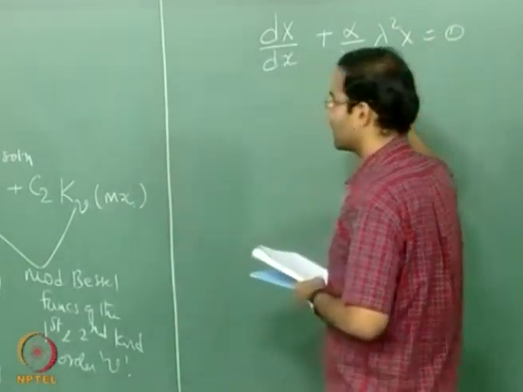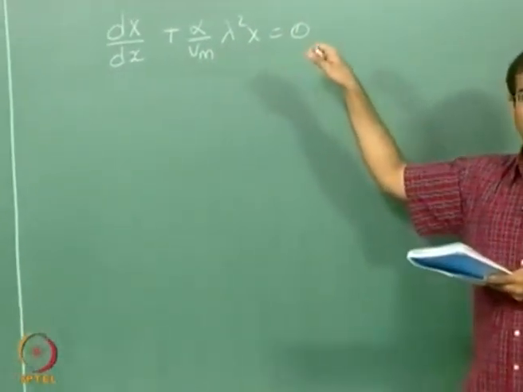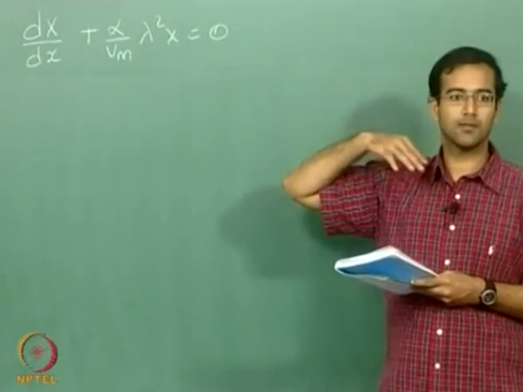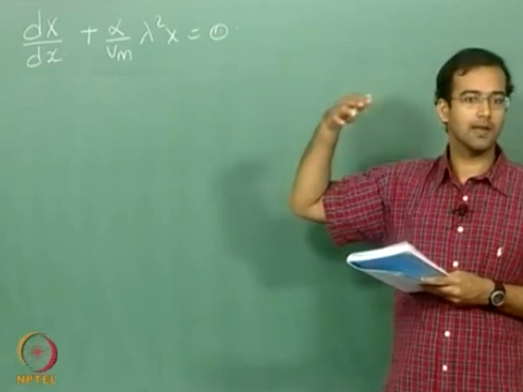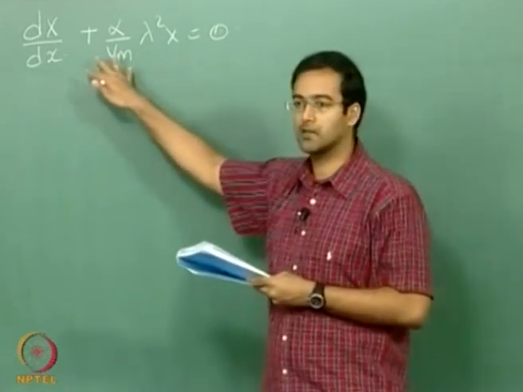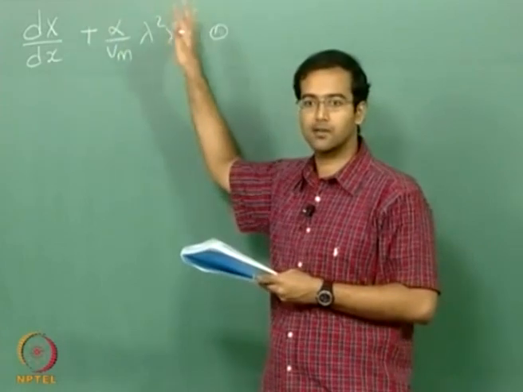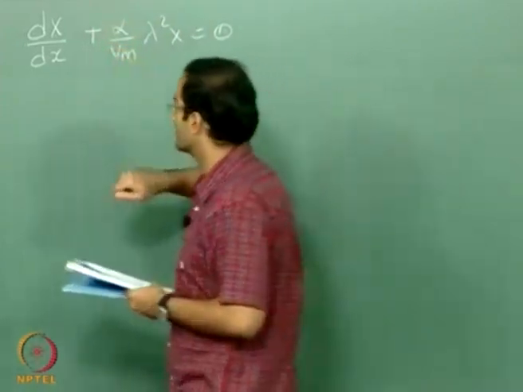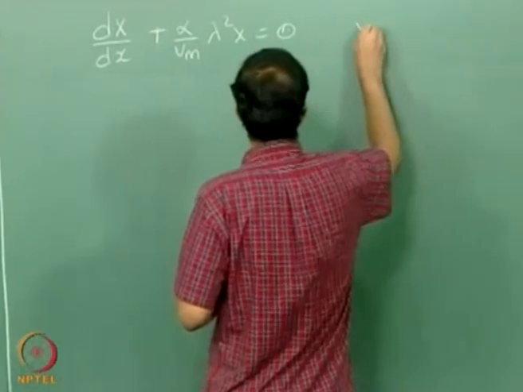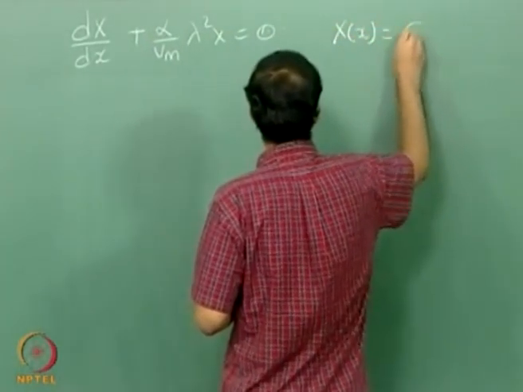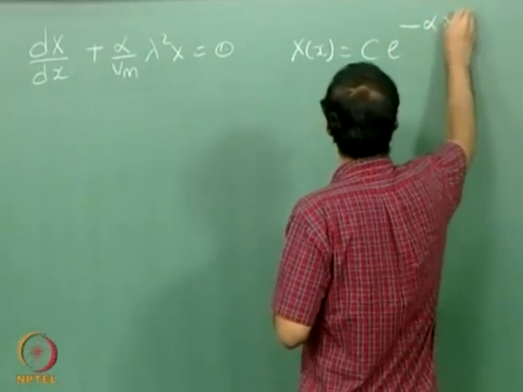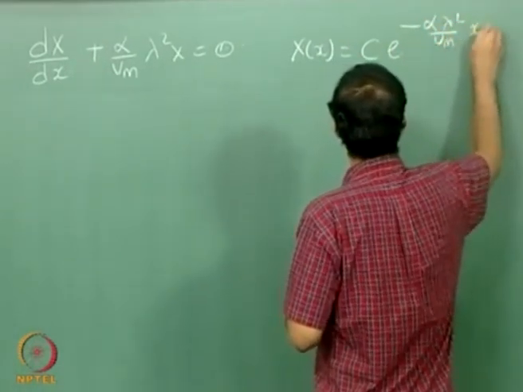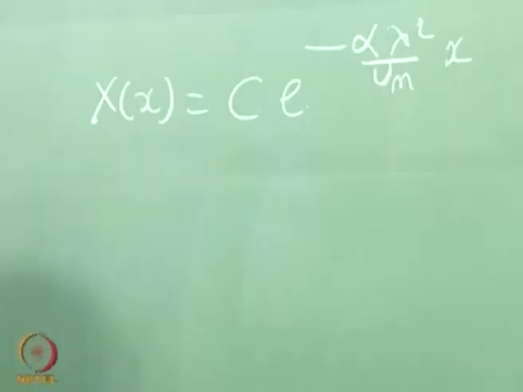Here we have assumed, as the Graetz problem originally assumes, that the velocity profile is a slug flow profile, so it is a uniform velocity, the value is um, and the variation along x is given by the first order ODE. We have also seen the solution can be written as some constant times e power minus alpha lambda square by um into x, right. So directly you can integrate it out.